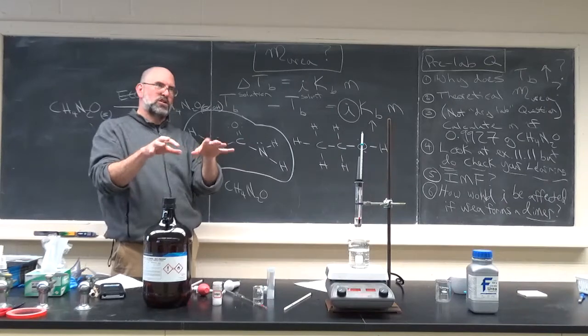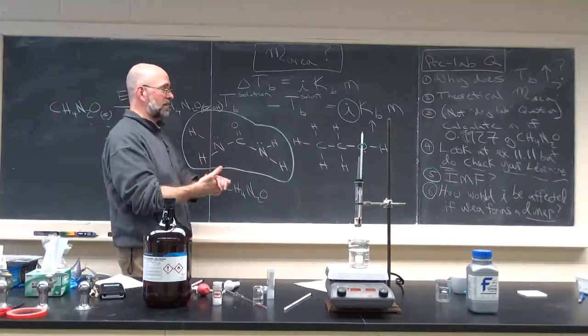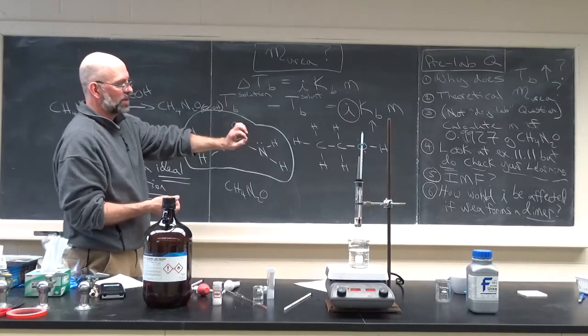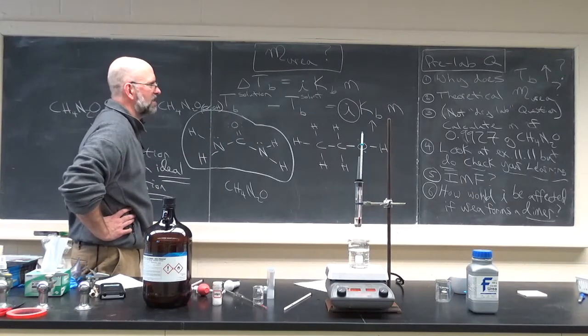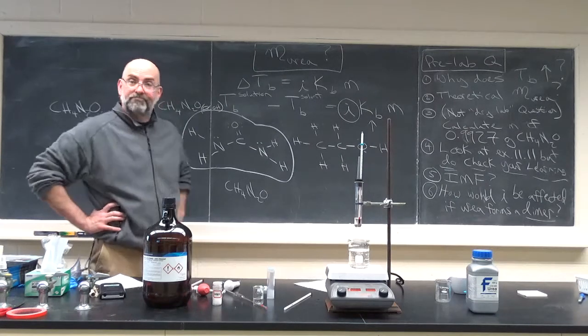Your book, actually, if you go to your book and type in dimer, they give you an example with acetic acid. You can do that. So how would the Van't Hoff factor be affected if urea forms a dimer? And I think that's going to be about it. That's a lot of a video, but that will really kind of clarify things as we get going. All right, we'll see you in lab.